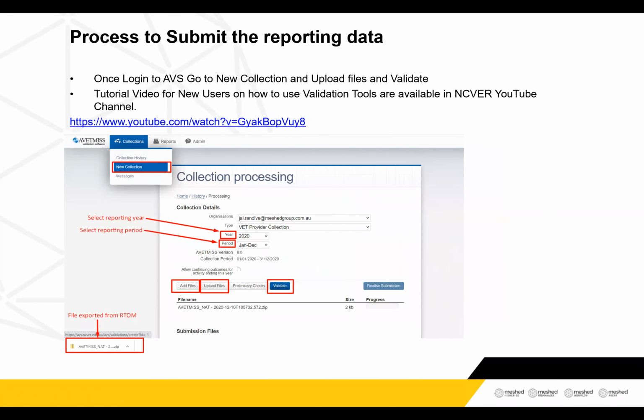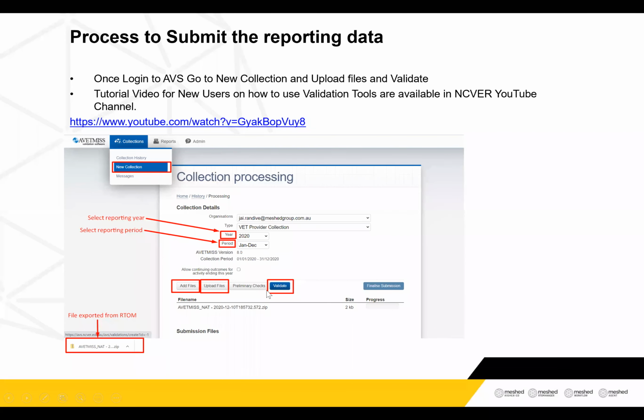Okay. So what you have to do after you log into the portal, so once you log into the system in NCBR portal, there's an option under collection, new collection, to upload your data. So you have to select new collections. Then depending on your organization, we are not the valid organization, that's why we have our email address, but you will see your organization. Here you have to select 2020 and period Jan to December. And this add files will allow you to upload the zip file that you have extracted from the system.